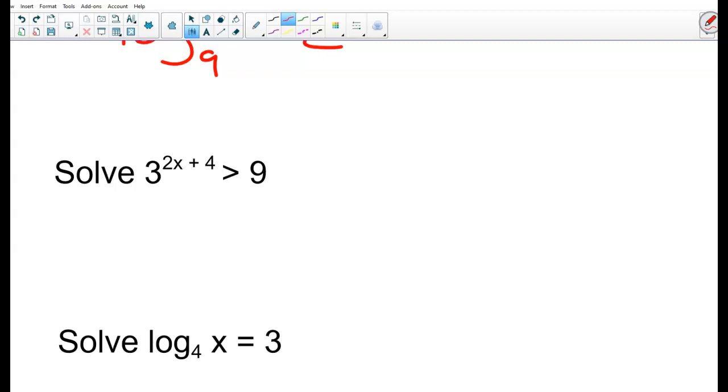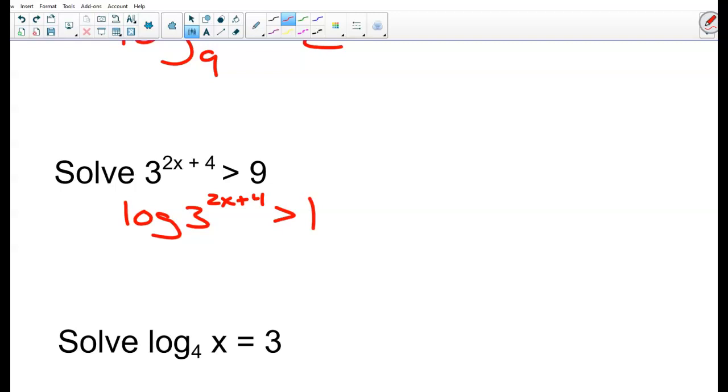When we want to solve for a log, we do need calculators, and the greater than sign or an equal sign really makes no difference. I'm not even sure if we did a greater than sign when I taught this originally, but it's pretty simple in terms of how we go about it.